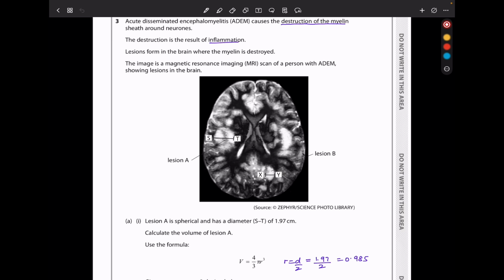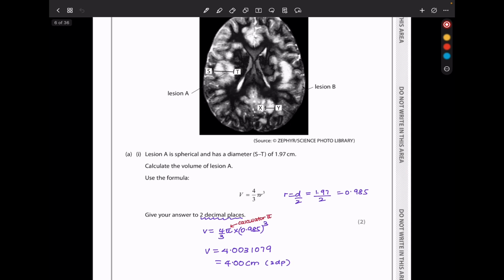Lesions form in the brain where the myelin is destroyed. The image is a magnetic resonance imaging scan of a person with ADEM showing lesions in the brain. So they say lesion A is spherical and has a diameter measuring S to T. We get 1.97 centimeters. They say calculate the volume of lesion A.